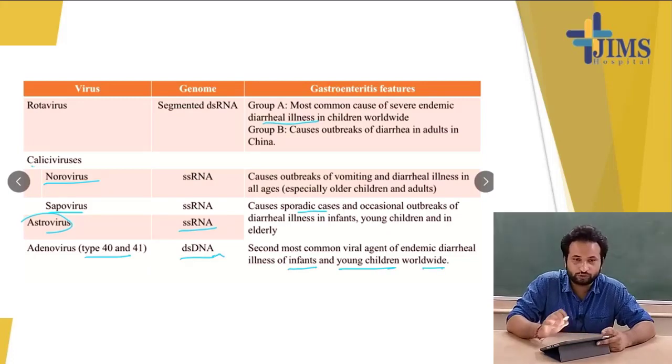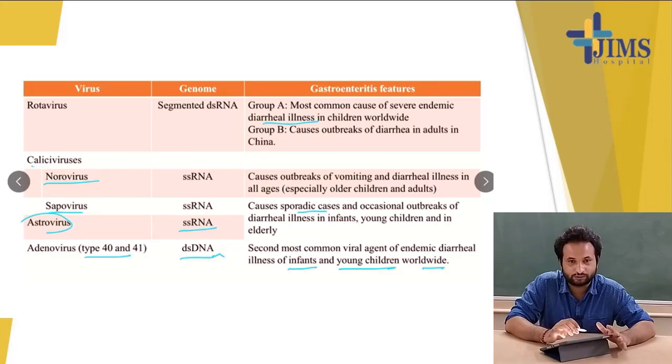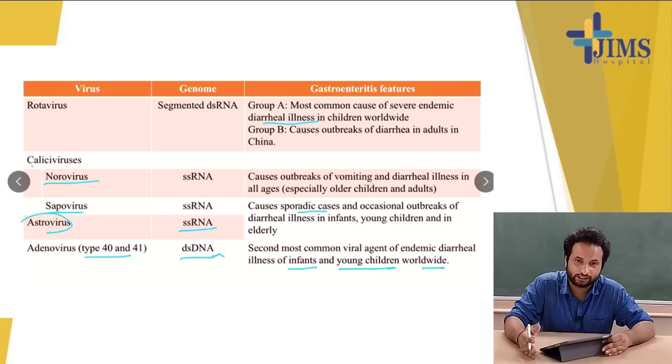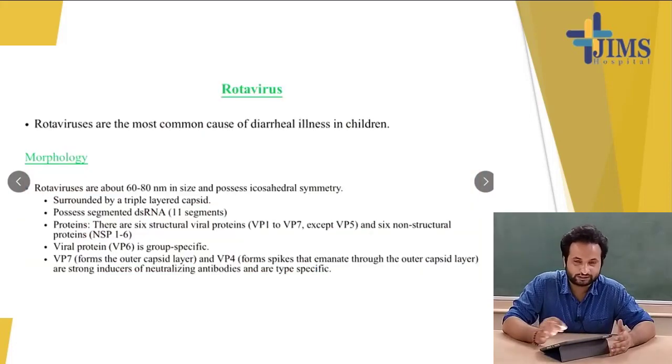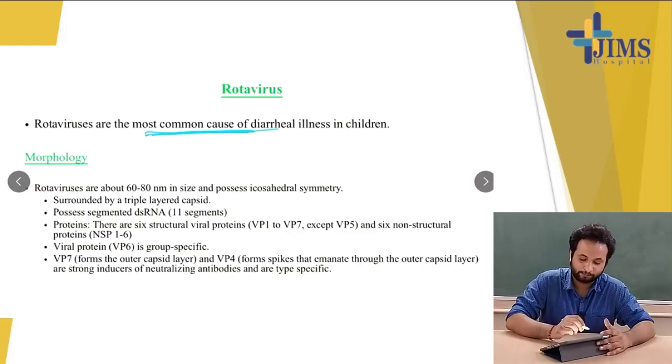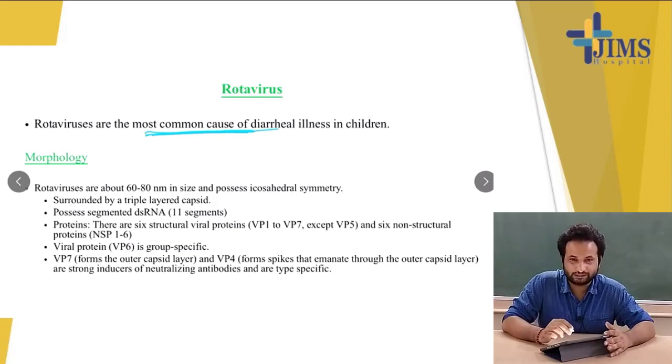So the most important cause is rotavirus, which is a segmented double-stranded RNA virus. Second is adenovirus, type 40 and type 41, which is a double-stranded DNA virus. So these both are double-stranded. Other viruses are single-stranded RNA viruses, which include norovirus and sapovirus within the Calicivirus group, and then there is astrovirus. So first let's talk about rotavirus. As I already told, it is the most important cause of diarrhea in children.